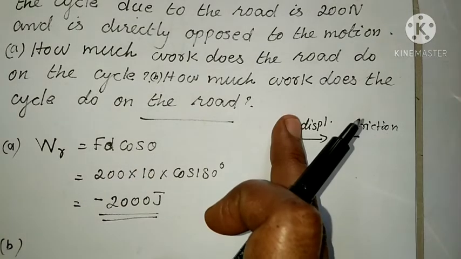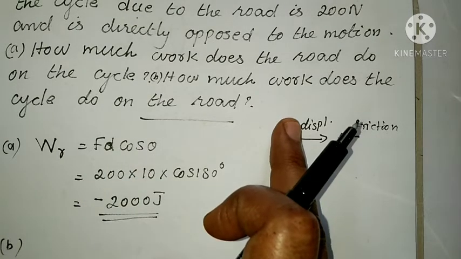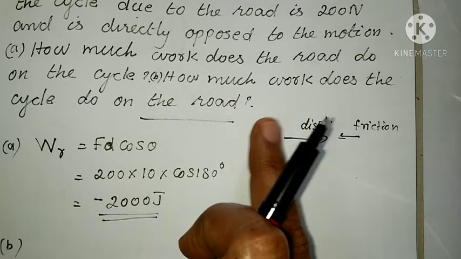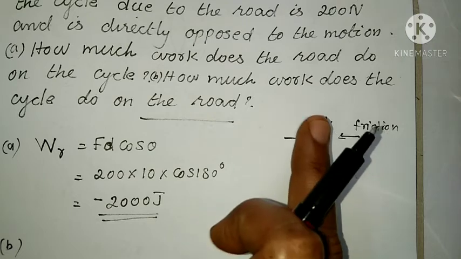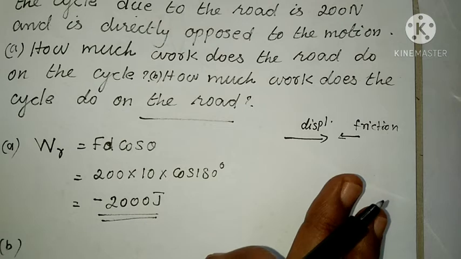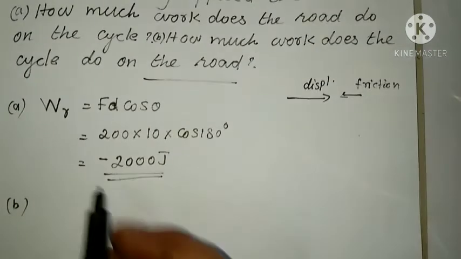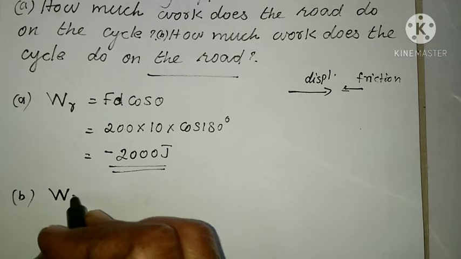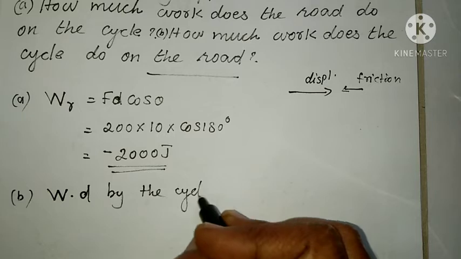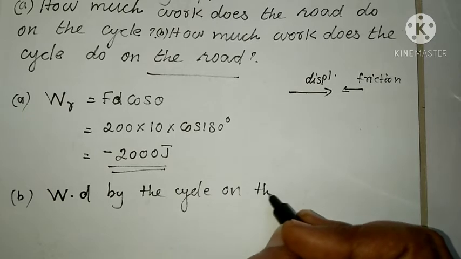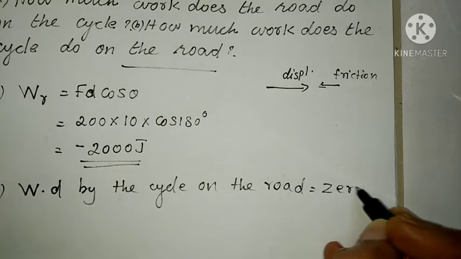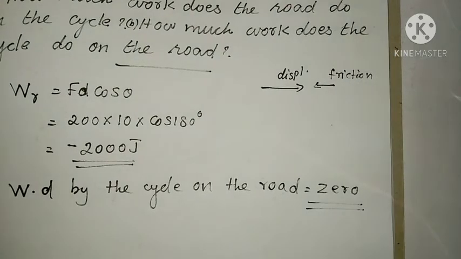So here also the force is 200 Newton because according to Newton's third law, an equal and opposite force acts on the road due to the cycle. So the magnitude of the force is 200 Newton, but there is no displacement of the road. So we can write work done by the cycle on the road is equal to 0. Clear? So this is the second part.